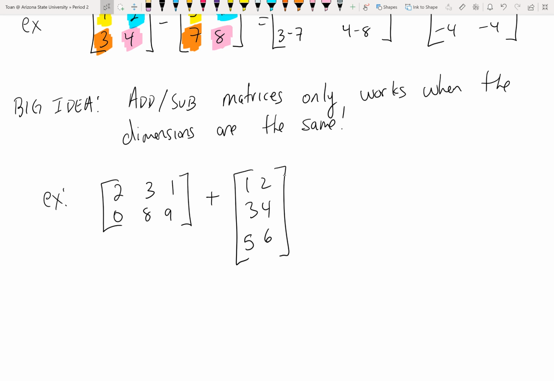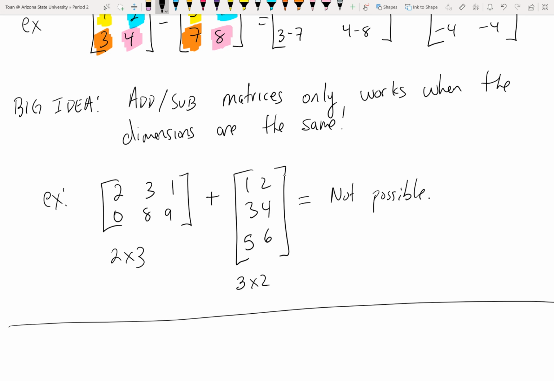let's practice our dimensions. Dimensions are rows per column. What's the dimensions of the first matrix? 2 by 3. Dimensions of the second matrix? 3 by 2. They are not 100% the same, so I would simply say not possible. Okay. You guys okay with that? All right. Like I said, we're only going to do the basic stuff today, so this should be fairly quick, simple, and straightforward.